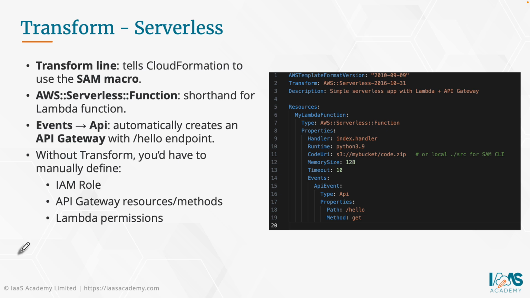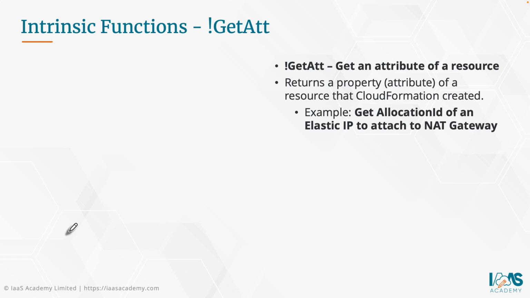Okay, now before we actually end this lecture, I just want to revisit the intrinsic functions that you should be aware of. So let's do that next. Just to reiterate, GetAtt is an intrinsic function where you can get the attribute of a particular resource. It will return a property, the attribute of a resource that CloudFormation has created. The example here is to get the allocation ID of an Elastic IP, which is the resource that is attached to your NAT gateway.